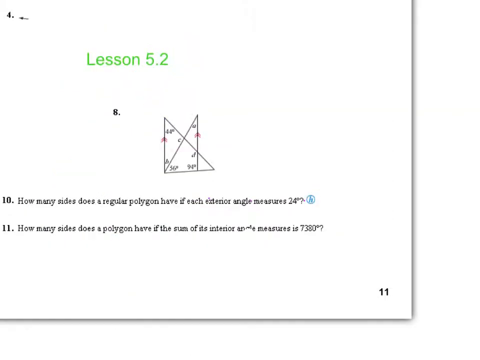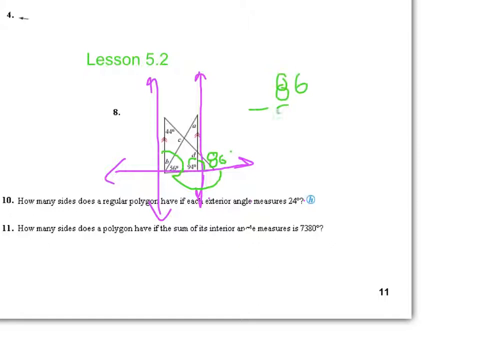Problem number 8 from Lesson 5.2 can be solved by looking at the two parallel lines and several different transversals. I'm going to start by looking at the transversal on the bottom. You will notice that this angle is 94 degrees, meaning its linear pair has to be 86 degrees. 86 degrees happens to be a corresponding angle with this angle. So if I take 86 and subtract 56, that should give me the measure of angle B.